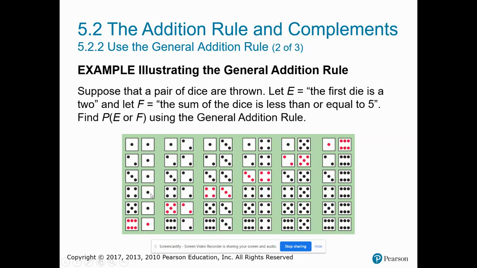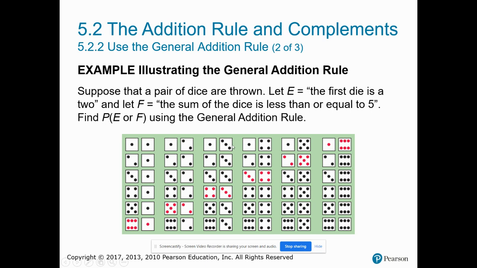So we were talking about rolling two dice, and the first die is a 2, and the sum of the dice is less than or equal to 5. So we would want to take these 6 pairs right here. That's where the first die is a 2, 6 out of 36, plus the sum of the dice is less than or equal to 5.